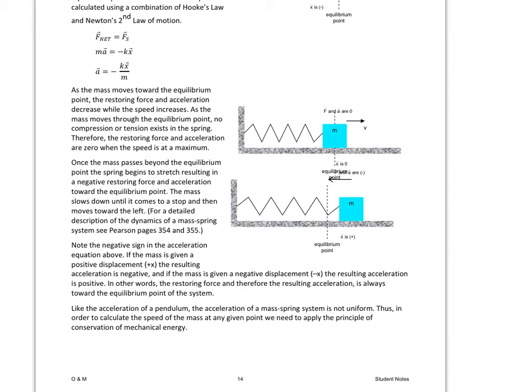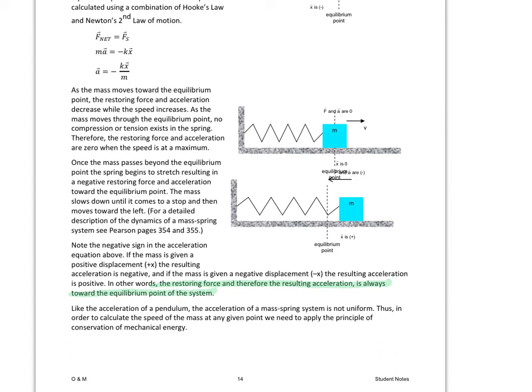Note the negative sign in the acceleration equation above. If the mass is given a positive displacement, the resulting acceleration is negative. So if we stretch it to the right, the acceleration is this way. It's going to accelerate that way. If we compress to the left, that would be negative. The resulting acceleration is positive. In other words, the restoring force and therefore the resulting acceleration is always towards the equilibrium point of the system.